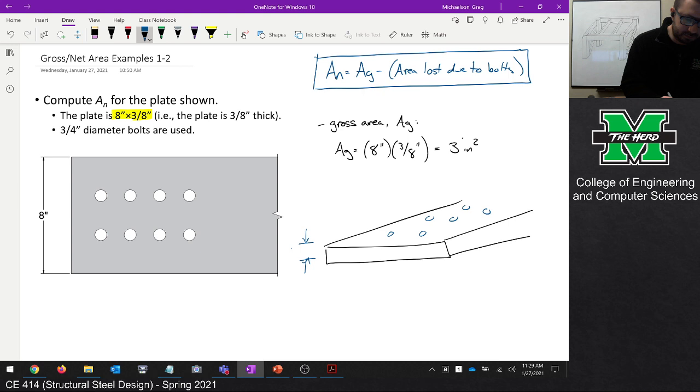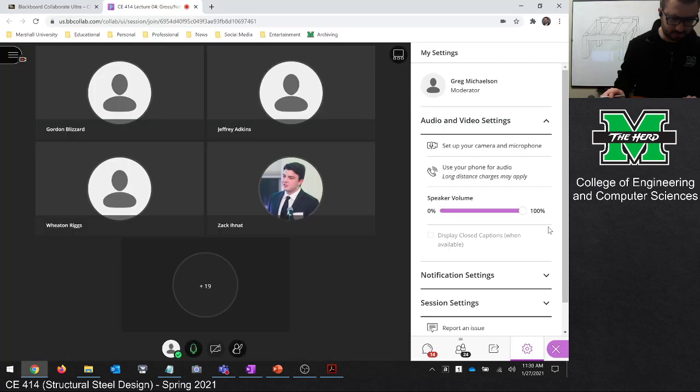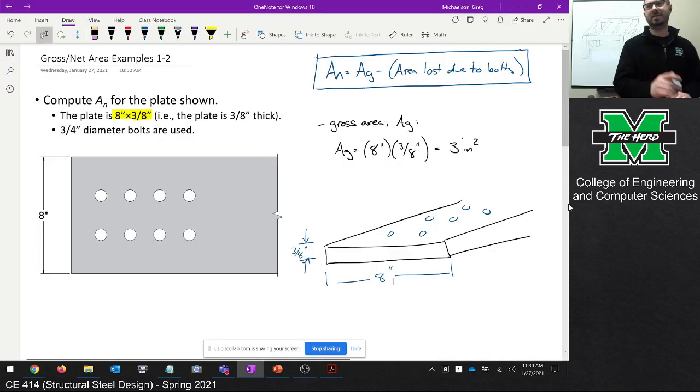Let me try something. Give me 1 second. Let's see if I can address this lag a bit. Let's see, hopefully that addresses the lag a little bit.